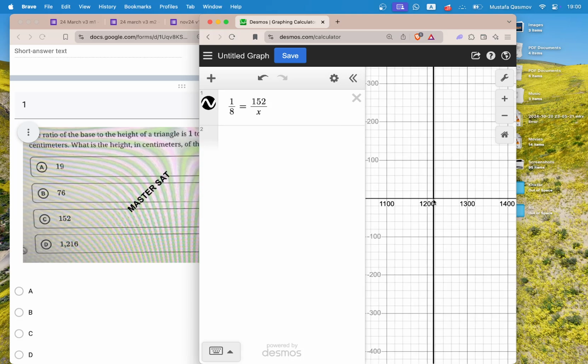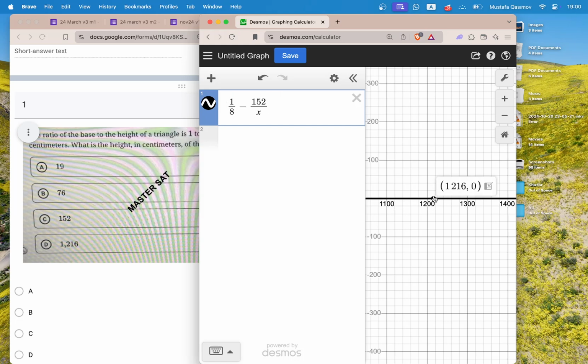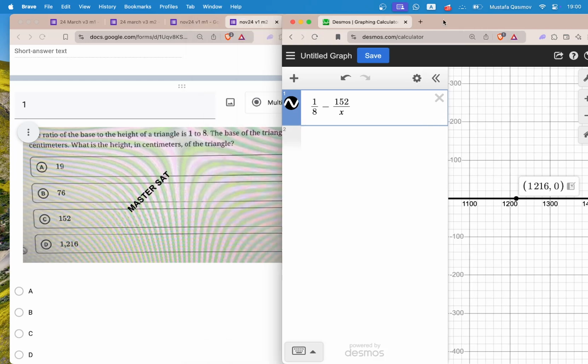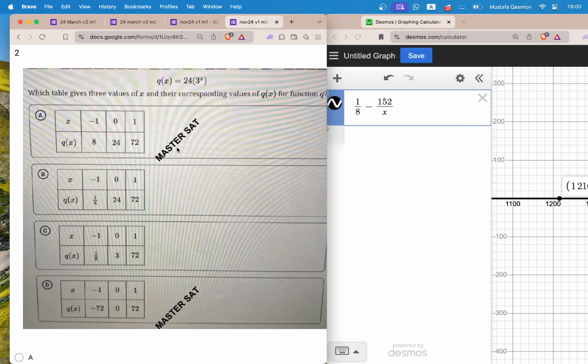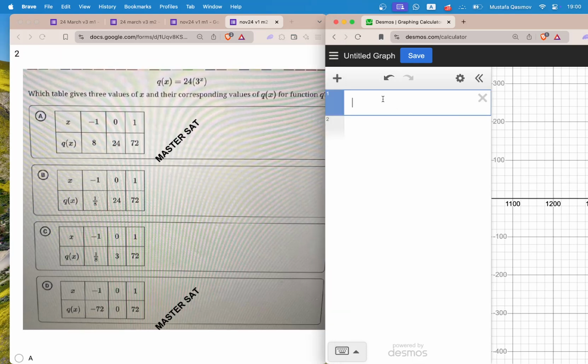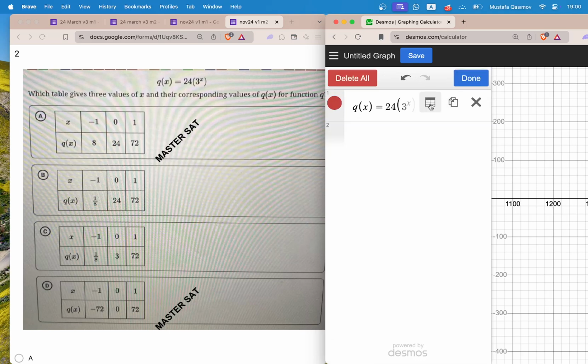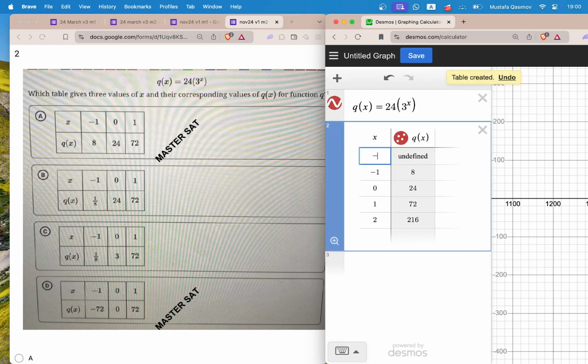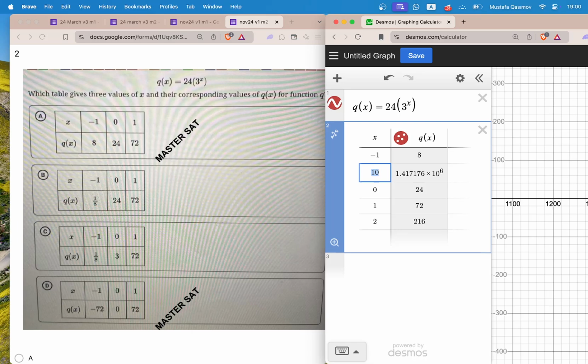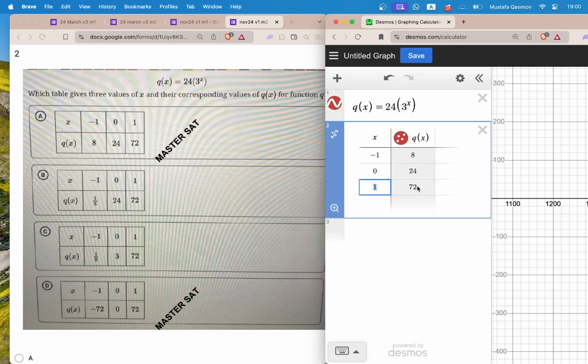If you want to take it as a point, just write it like this, put that one to the first side, then you will see this number here, 1216. Write it to decimals. Then create a table. Then it is -1, 0 and 1. So the answers are 8, 24, 72.